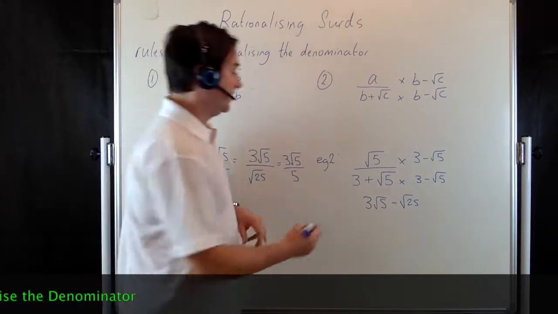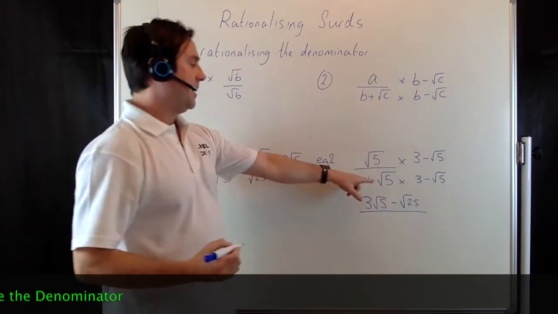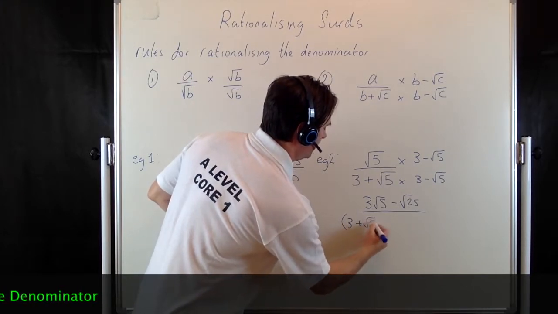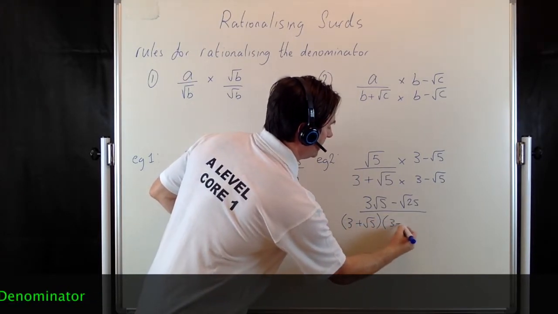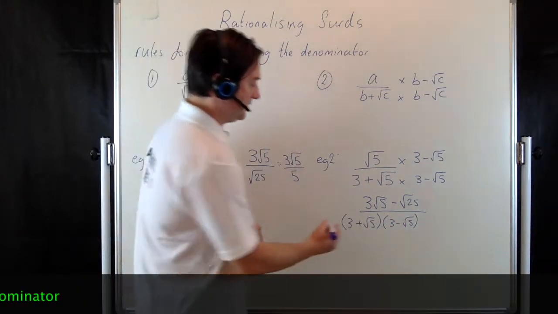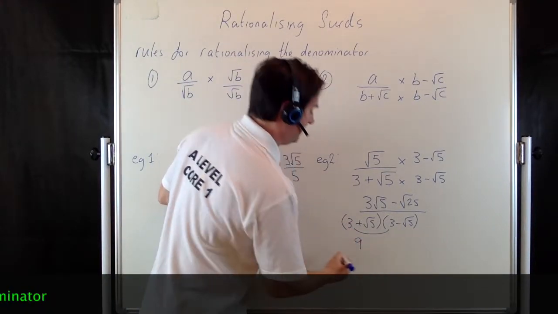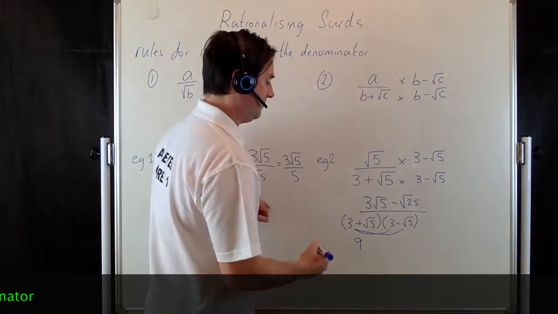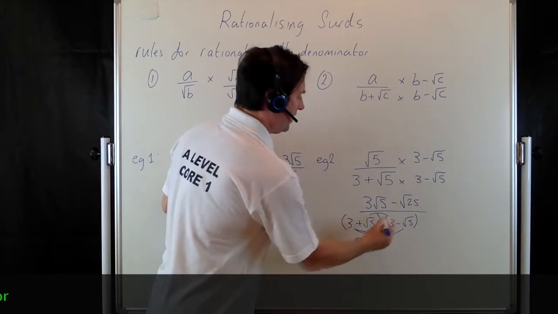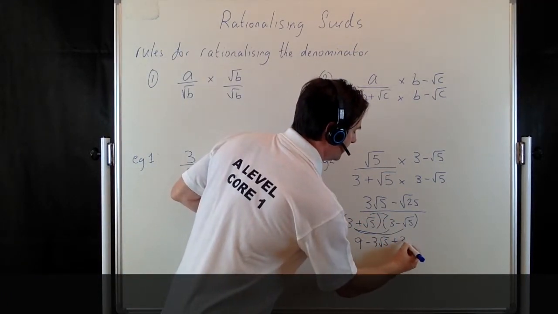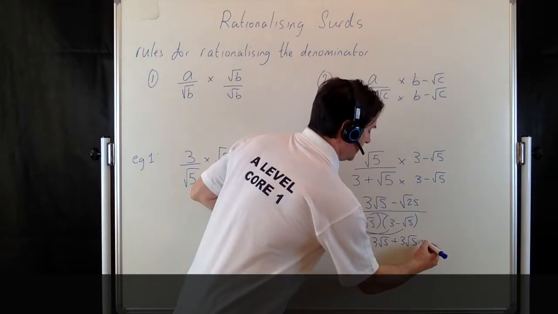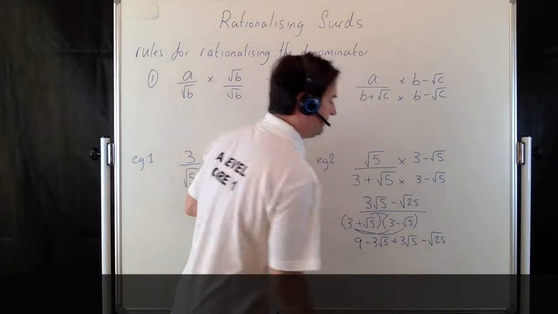On the bottom we're going to have to do a little bit more work, but basically if we put this into our double brackets, 3 plus root 5 times 3 minus root 5, it's just like expanding double brackets. So let's do this. 3 times 3 is 9. 3 times minus root 5 is minus 3 root 5. And then root 5 times 3 is plus 3 root 5. And finally, root 5 times minus root 5 is negative root 25.